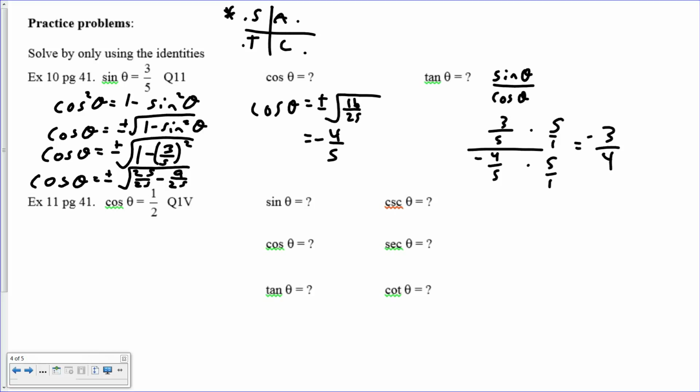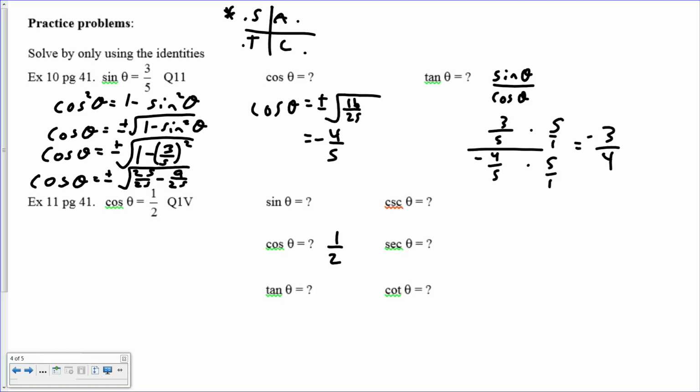Let's do another problem. Again, we're not drawing triangles. I want to go ahead and figure out what this is by only using identities. I'm going to put in cosine theta is equal to 1/2. Notice how I listed these. Sine theta, cosine theta, tangent theta in that order.